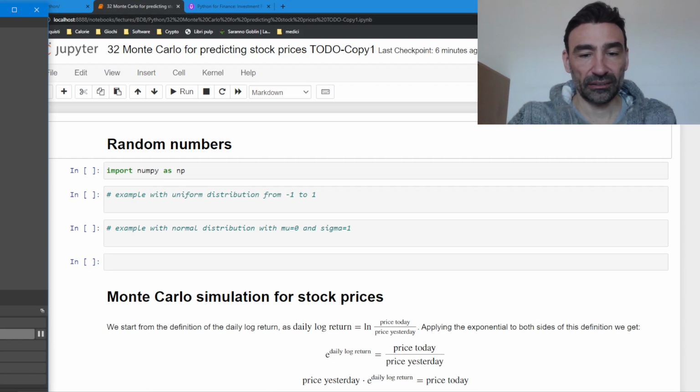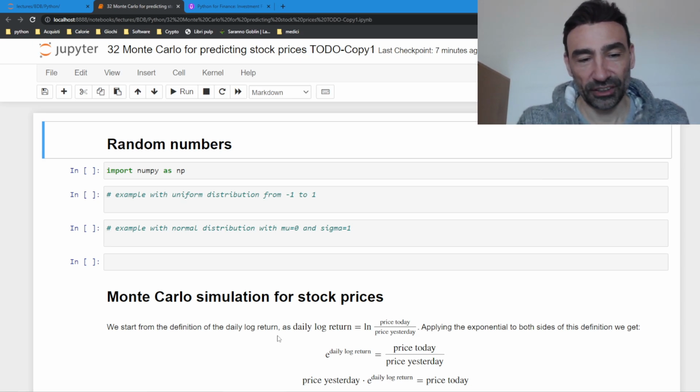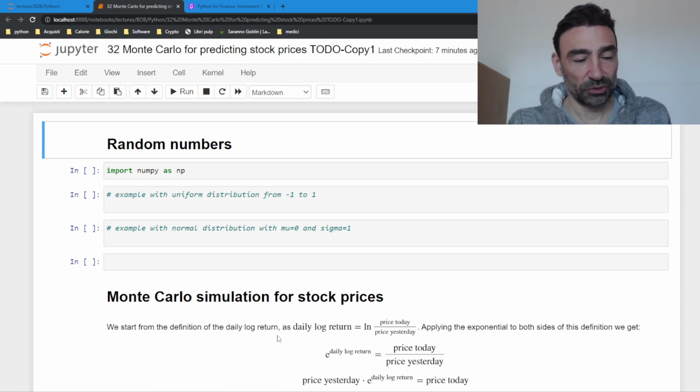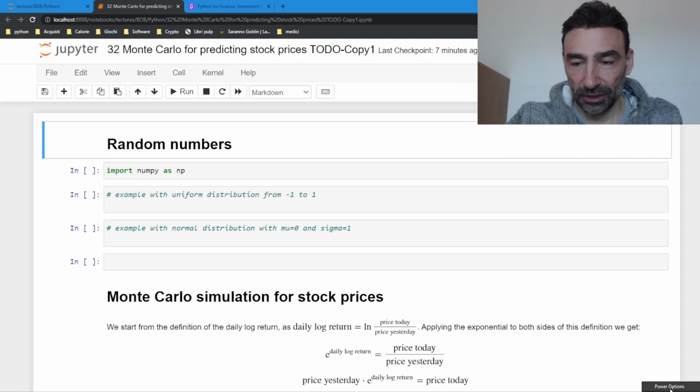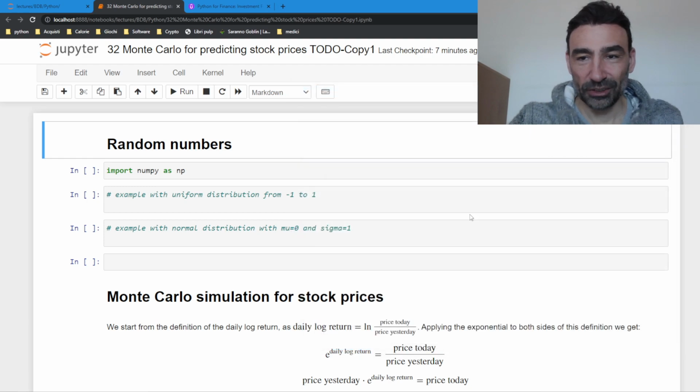Okay, welcome back. In this lesson we will see the famous Monte Carlo simulation of stock prices, the usual graphs which look like a forest of lines which you find sometimes in newspapers. Okay, let me change the power option of my computer to silent, otherwise you will hear only the noise.